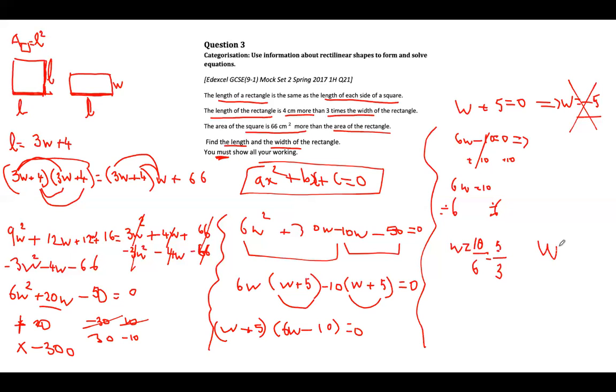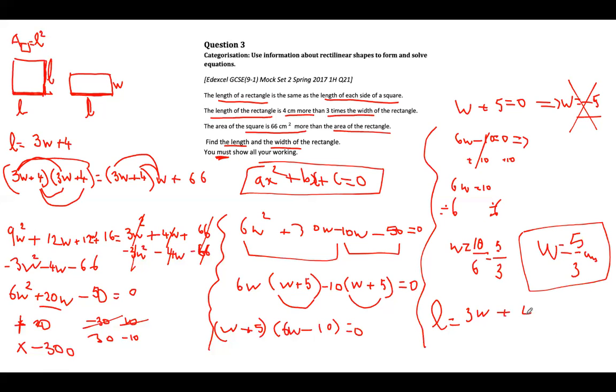So I'm going to rewrite it again. W equals 5/3 and it is in centimeters, so 5/3 centimeter. I'm going to leave it like this because when I find the length, it might help. All right, so let's see. Find the length. Now the length is 4 centimeters more than 3 times the width. So it's going to be length. We have it here. It is 3w plus 4. Let's rewrite, and then we substitute.